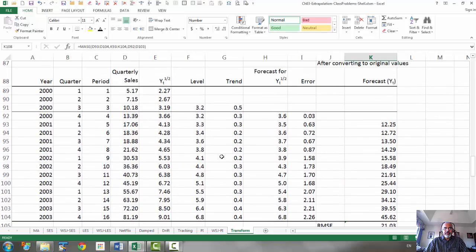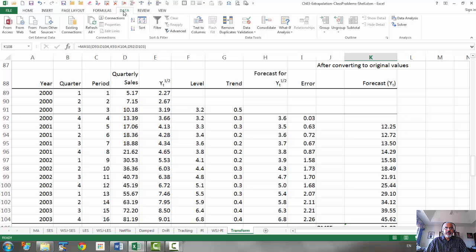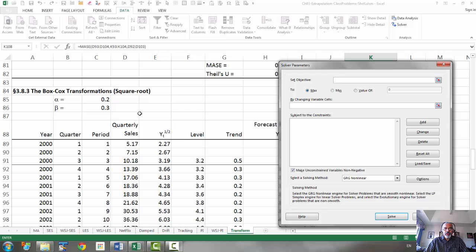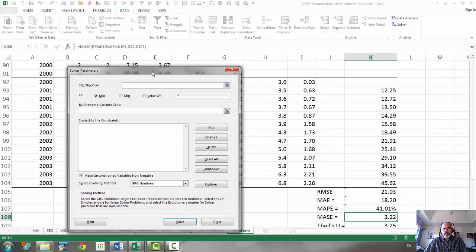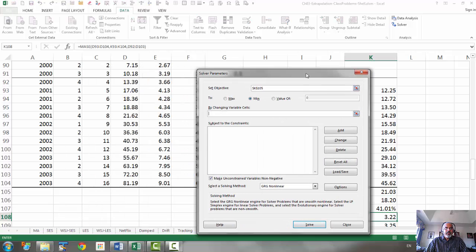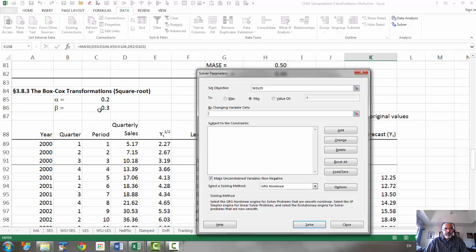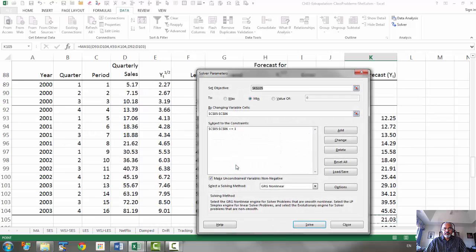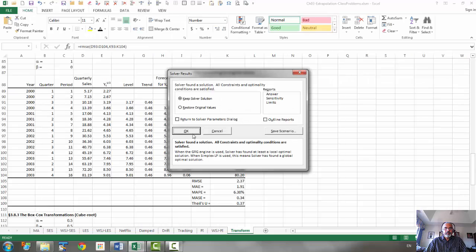And now we can run Solver. Once again we have to reset this to start with a clean slate. And now this is the square root transformation. So we want to minimize the RMSE of the square root transformation, changing these two, alpha and beta. Okay, add alpha and beta to be less than or equal to 1, and then we solve. Okay, click OK.